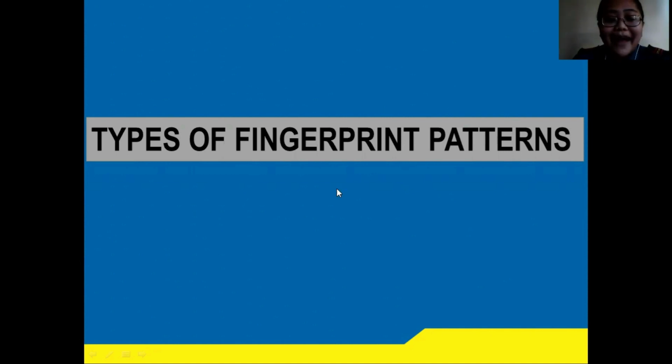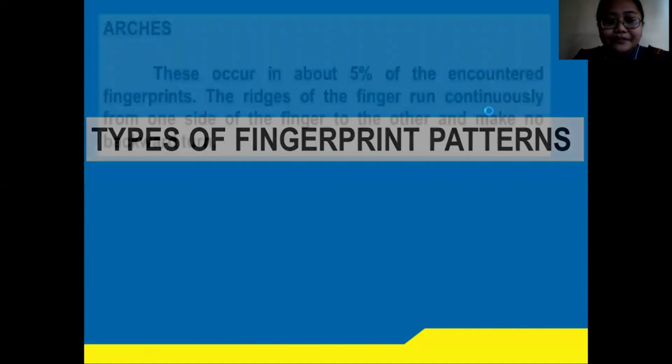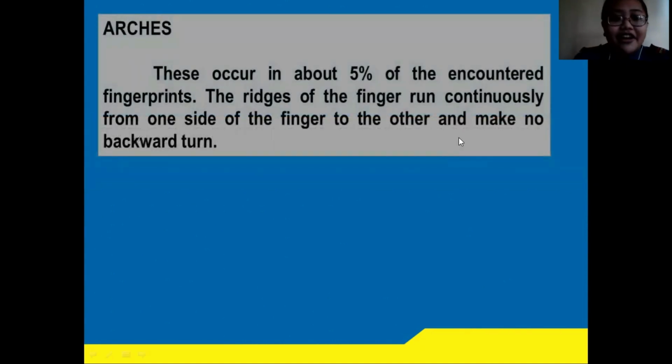Okay? First pattern we have is the arches. The arches occur in about 5% of the encountered fingerprints, meaning rare gini siya nga makita nga patterns mismo. The ridges of the finger run continuously from one side of the finger to the other and make no backward turn. So if you have an arches pattern in your fingerprint, luckily you belong to the 5% nga gaka-encountered ang amo ni nga prints.